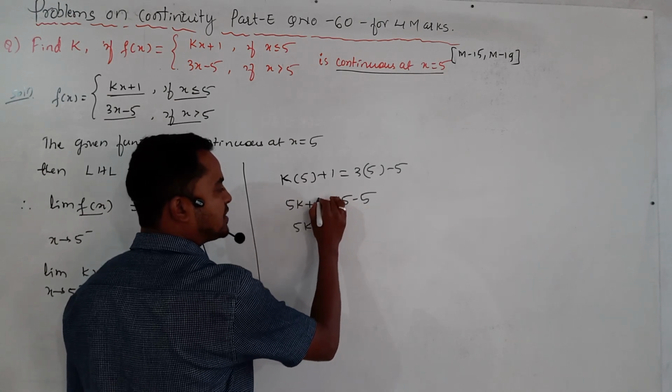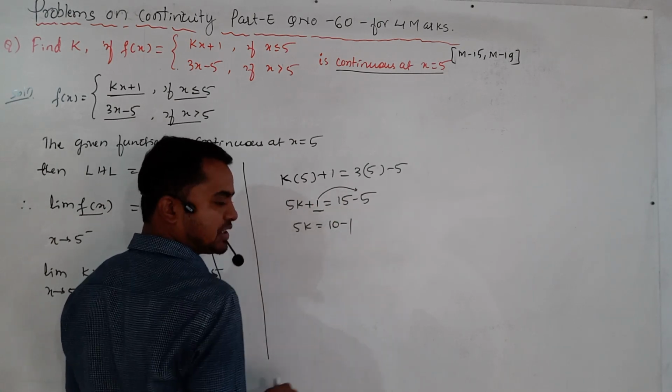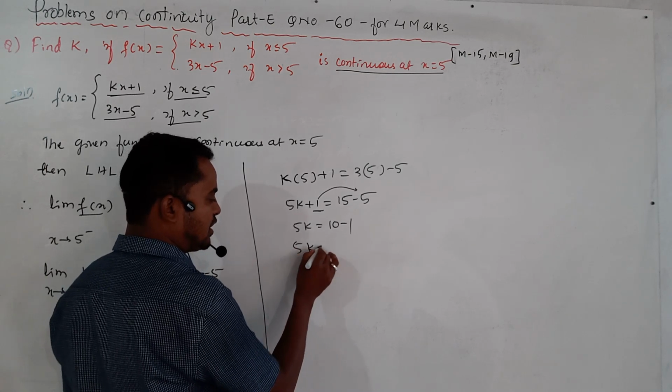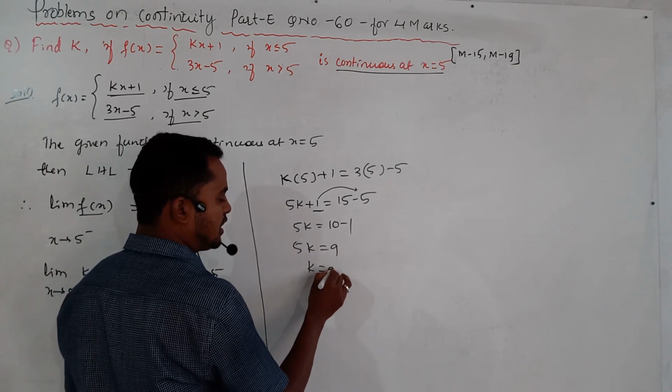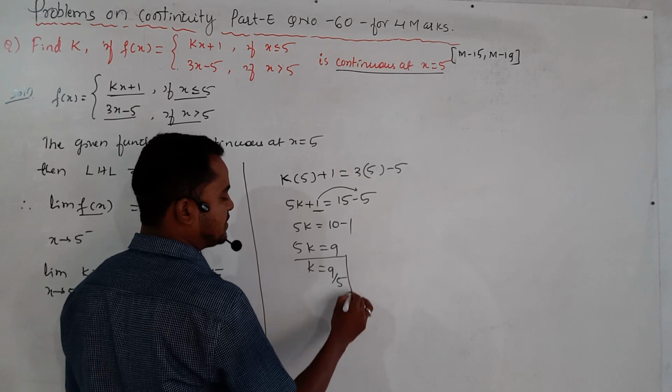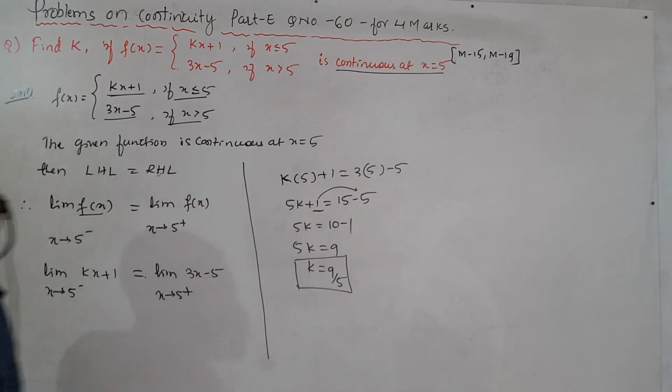Plus 1 goes to this side, it will become minus 1. Then 5k is equal to 9. k is equal to 9 by 5. In this way you have to solve the problem so that you will get 4 out of 4 marks.